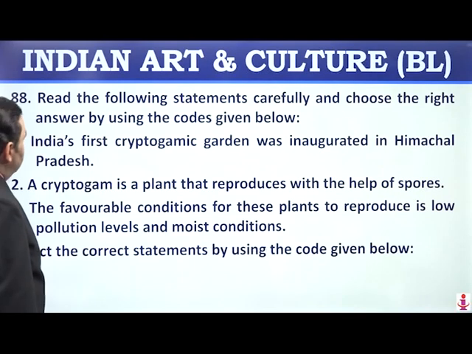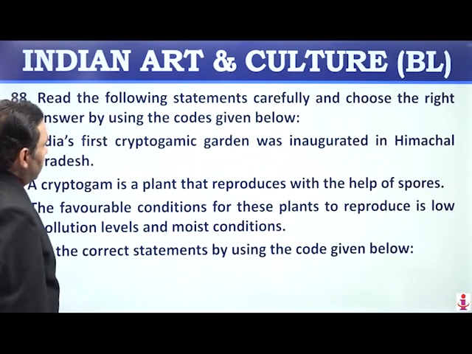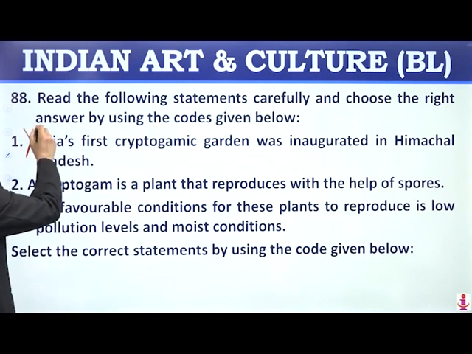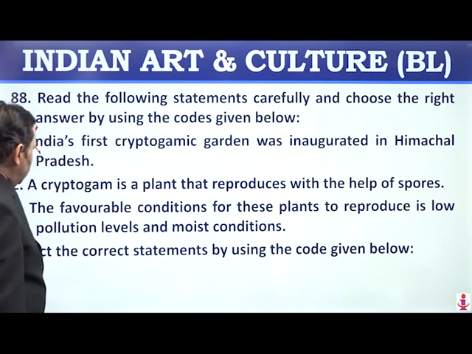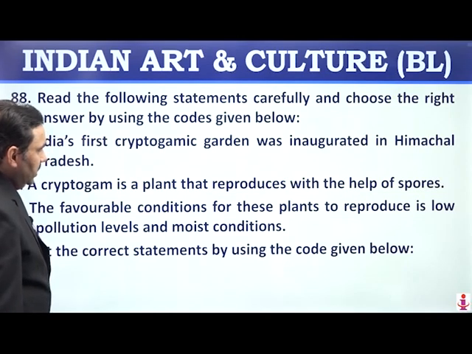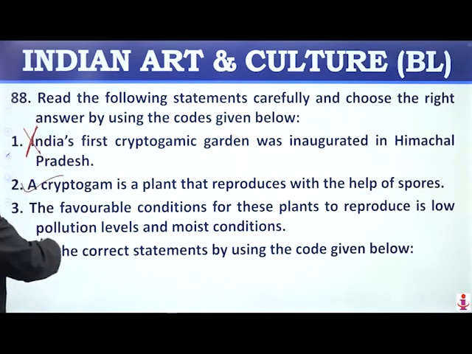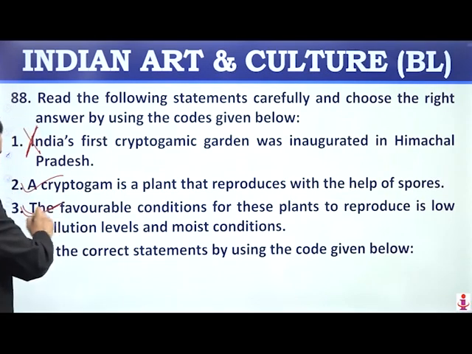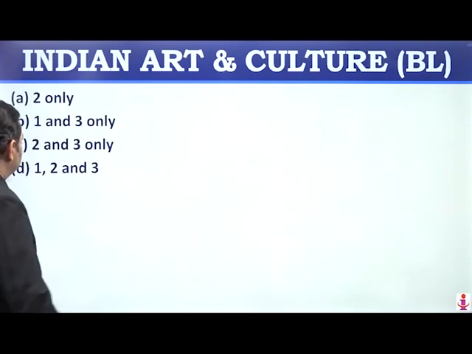88. Read the following statements. India's first cryptogamic garden was inaugurated in Dehradun, Uttarakhand, not Himachal Pradesh. Cryptogam is a plant that reproduces with help of spores. Correct. Favorable conditions, low pollution. Most conditions 2 and 3 are correct here. 1 is wrong. Option is C.